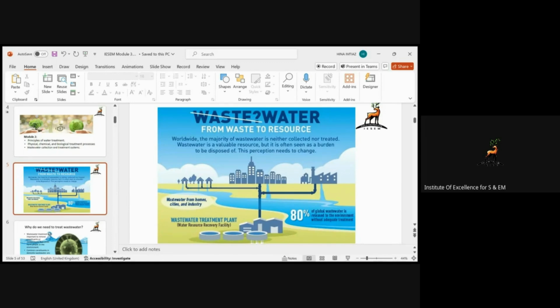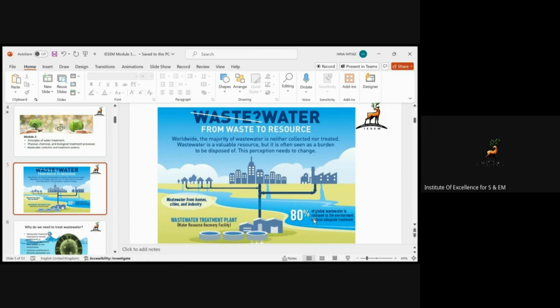So, where does the wastewater come from? The wastewater comes from homes, cities, and industries. Basically, it comes from different industries, for instance, the leather industry, textile industry, and pharmaceutical industries. It contains a number of byproducts which are very dangerous and which need to be biodegraded and treated before entering the food chain or the environment.